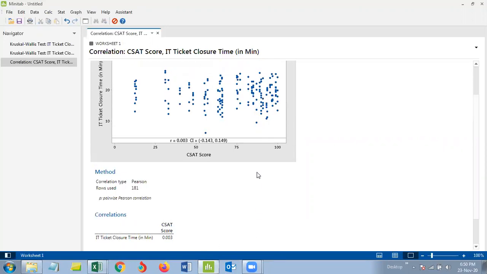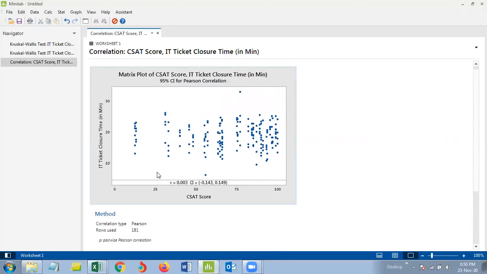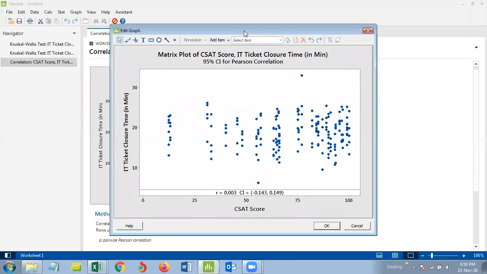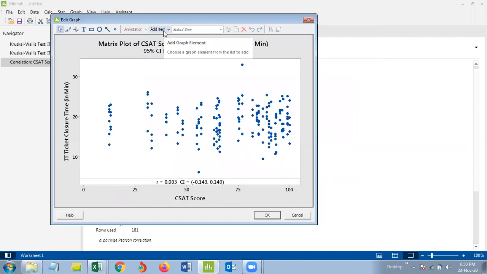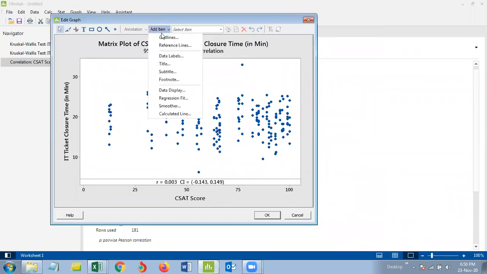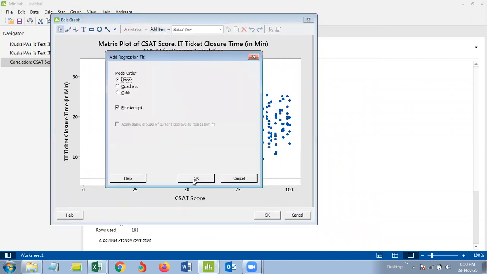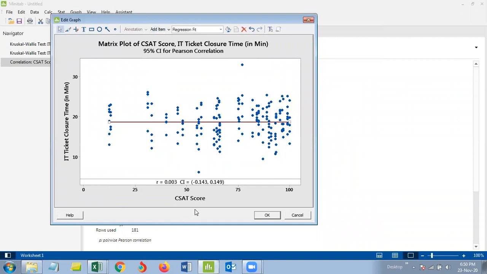And if you look at this scatter plot, how do you read it? Double click this graph, let it become big, and then go to add items. Here you go to regression fit. You click on regression fit and just click OK. A linear line. Now, keep this in mind. This is your customer satisfaction score, which is your X.